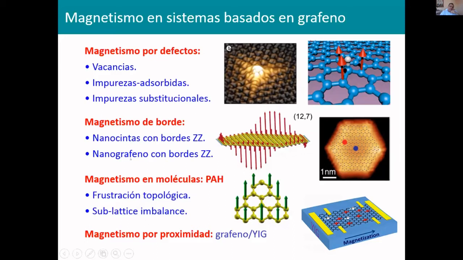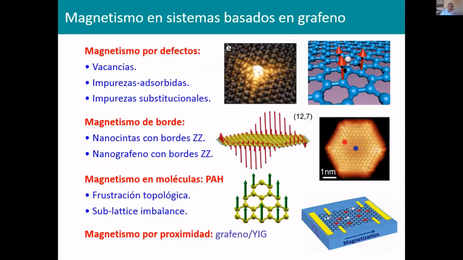In this list, I present more or less, historically, the appearance of magnetic properties in graphene. The first one of this system was the single vacancies in graphene. When we remove one carbon atom from the graphene lattice, a spin magnetic moment is induced.